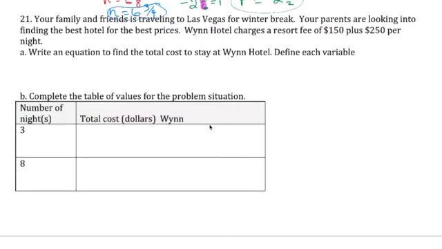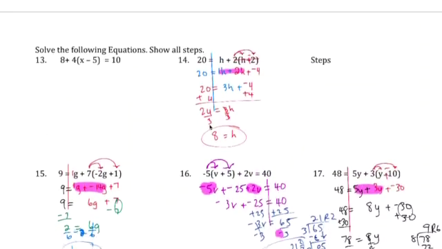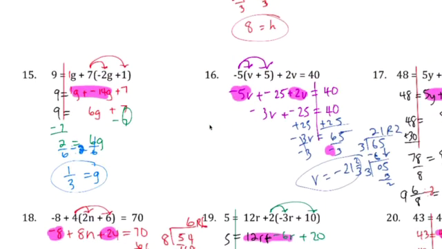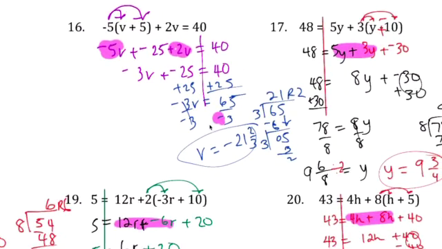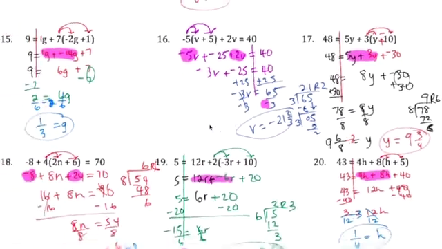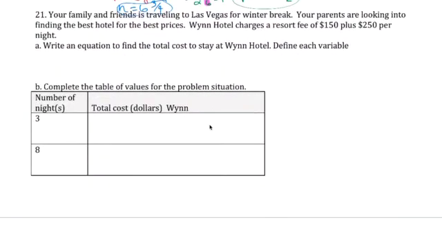So, your family and friend are traveling to Las Vegas for winter break. Oh, and also if you're in my period 2, we finished up to about number 15, so number 16 may be a little different for you, but 17 and on are the same, and this one is also the same, I believe.